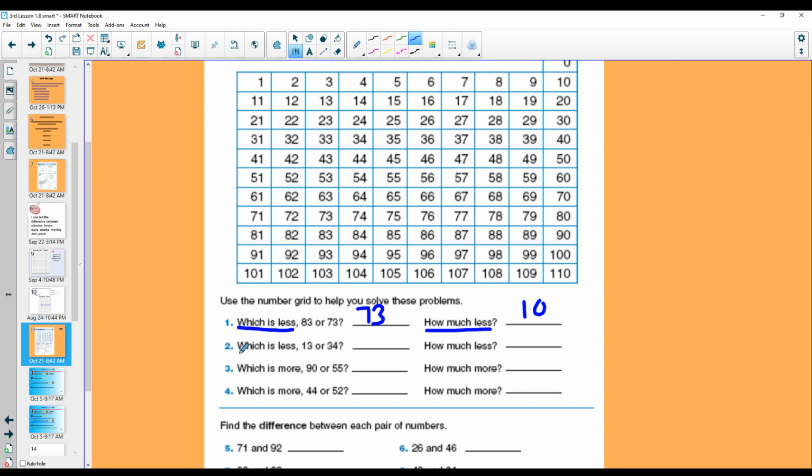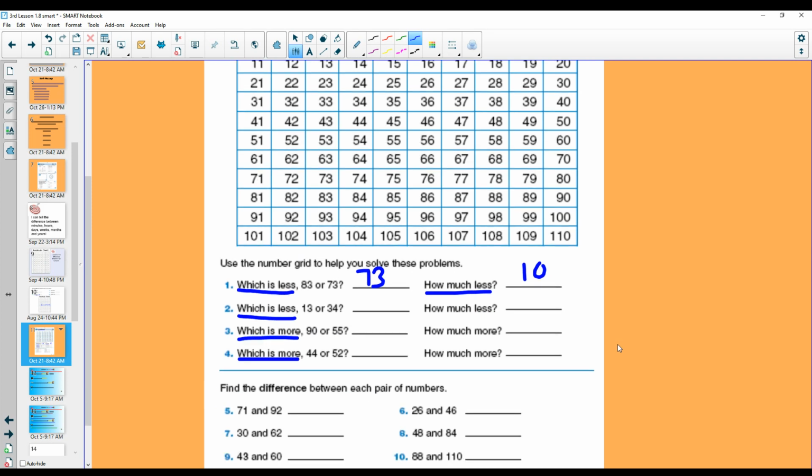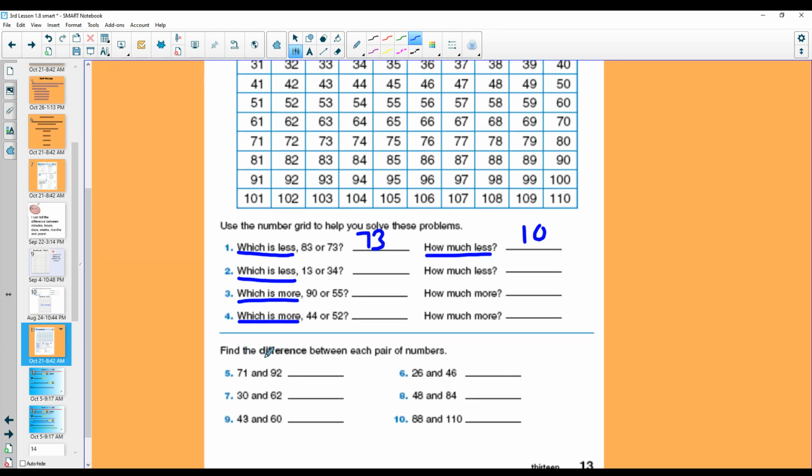Be careful here. This one says, which is less? But then you get to number 3 and 4 and it says, which is more? When they ask how much more, you're still finding the difference between the two sets of numbers. When you get down to the bottom here, you're going to find the difference between each of these pairs of numbers that are on the number grid. Exactly what we were doing at the beginning of the video.